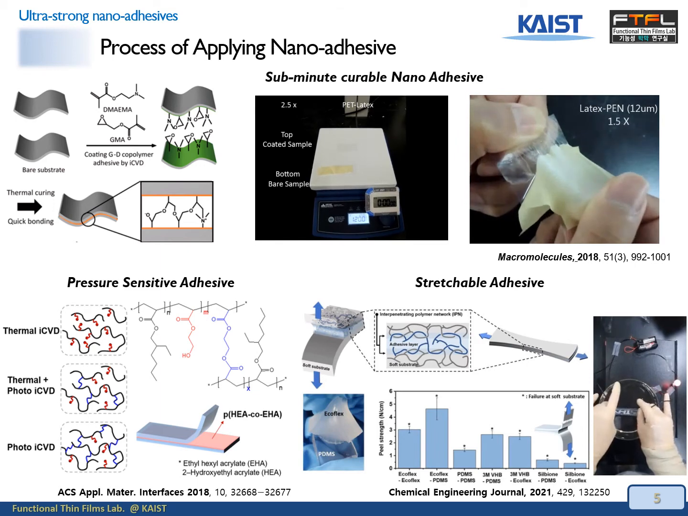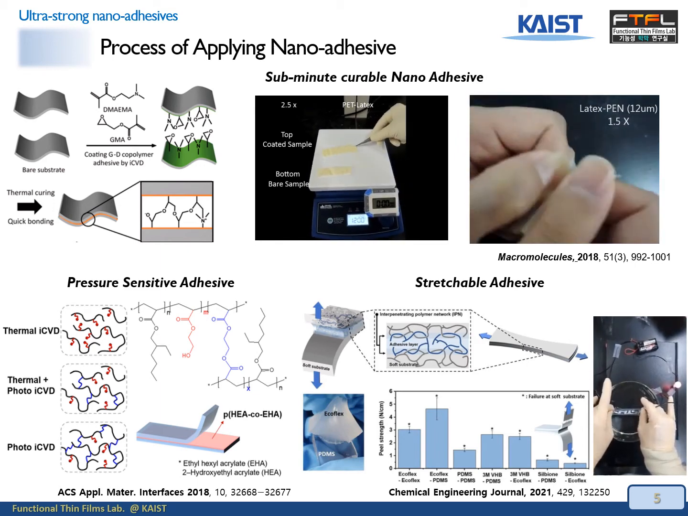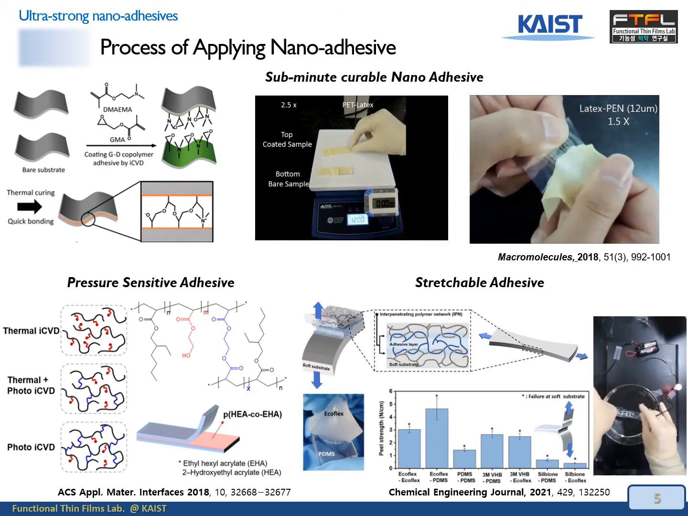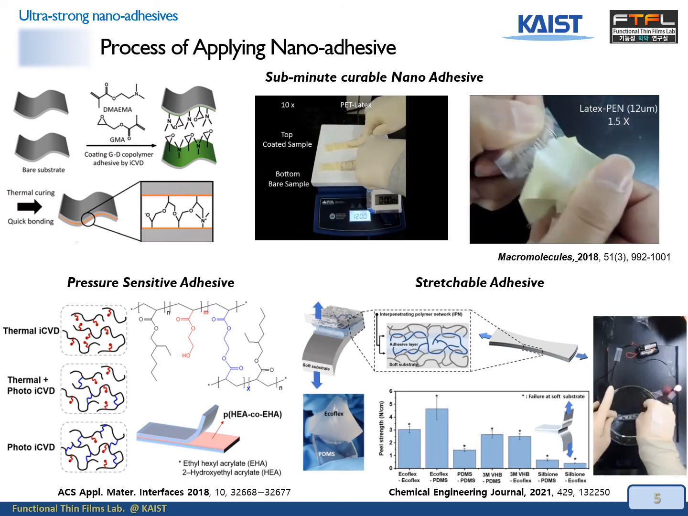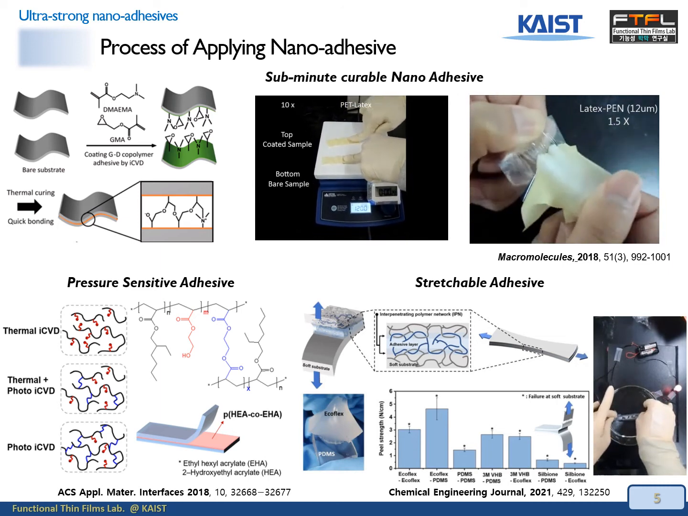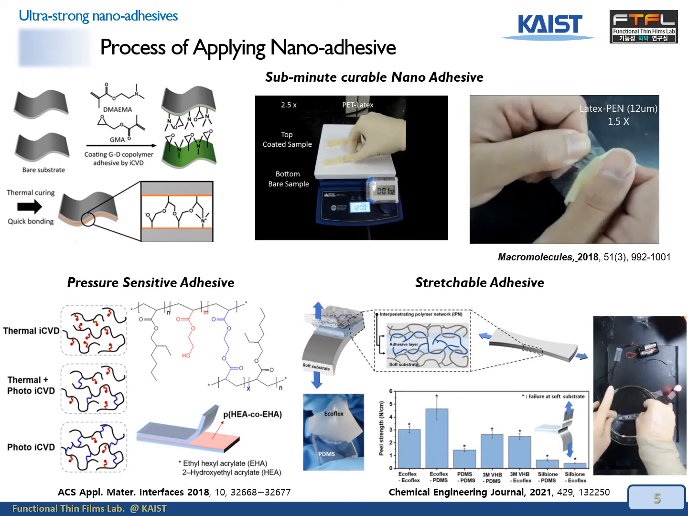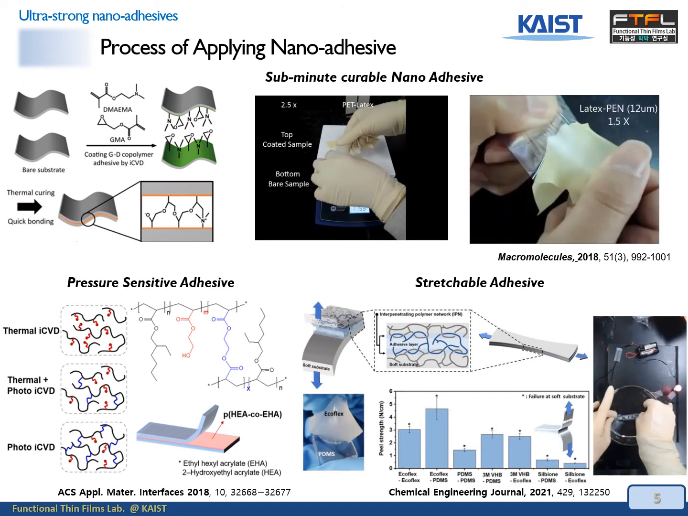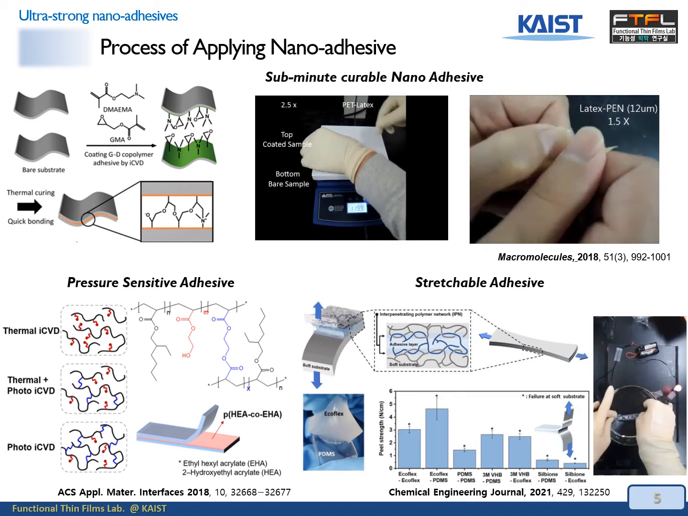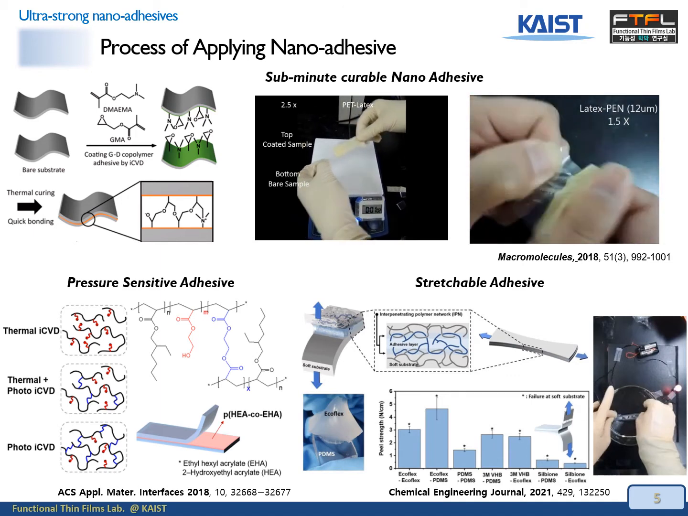At first, we will introduce nano-adhesives. We can fabricate various types of nano-adhesive layers, such as a sublimable adhesive, a pressure-sensitive adhesive layer, and a stretchable adhesive layer, and showed strong adhesion between many soft substrates like Ecoflex, Sylgard, and PDMS.